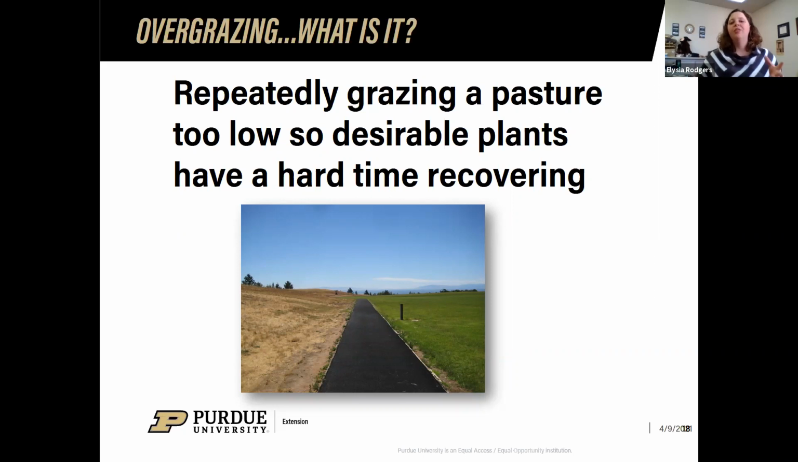However, when we're continuously grazing those plants down to 3 inches, 2 inches, 1 inch, bare ground, we're repeatedly taking away those reserves. It takes longer for that plant to recover. It takes longer for them to start processing photosynthesis, to start gaining energy. So that is why it takes longer for our desirable plants to recover in an overgrazed situation.